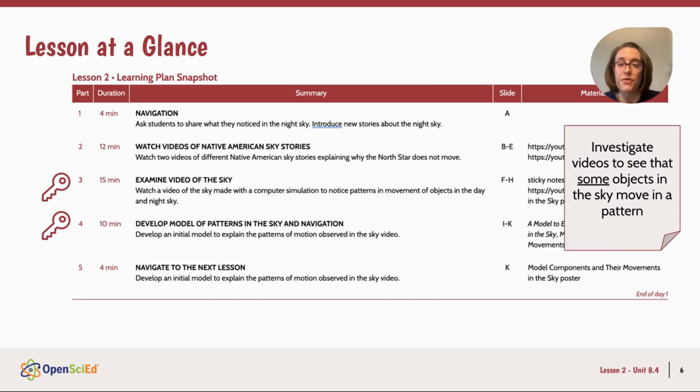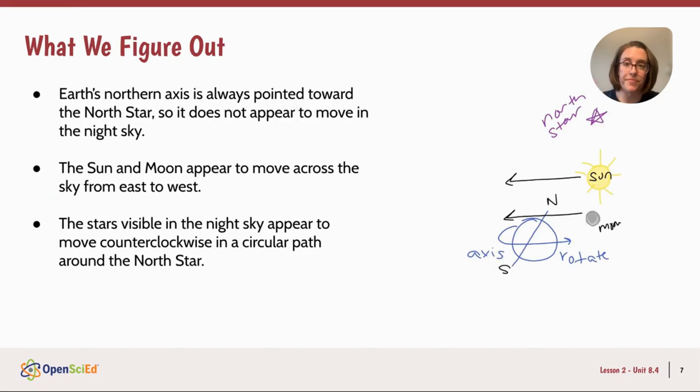Students will watch a total of 3 videos in this lesson and notice that some objects don't move in the night sky while others move in predictable patterns. We end with a sense-making conversation, and students develop an initial model from the perspective of outer space to explain those patterns that they noticed in the video.